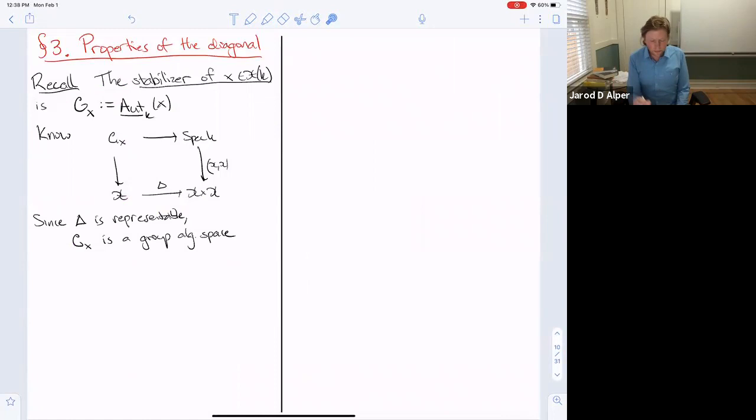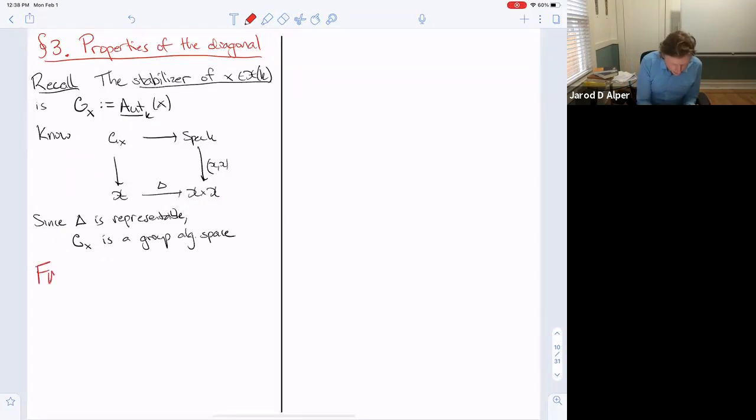So recall from last time that you can define the stabilizer of a point functorially as the sheaf of automorphisms. And now because we know that the diagonal is representable, we have this Cartesian square, and we know that the stabilizer group is at least an algebraic space. So if you'd like, you can define the stabilizer using this Cartesian diagram.